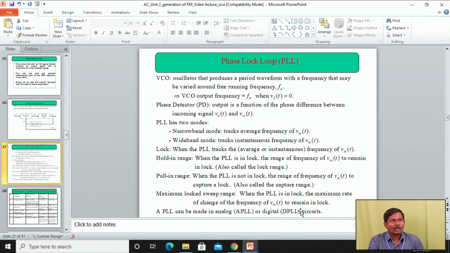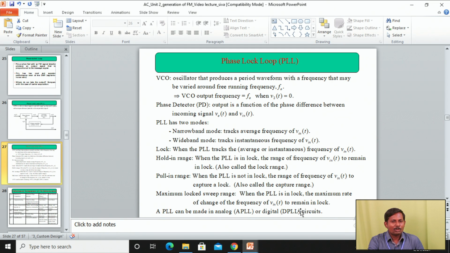It means that the voltage controlled oscillator frequency is the free running frequency when V2 of t equals 0. Next one is the phase detector. The output is a function of the phase difference between the incoming signal and the output signal V of t.